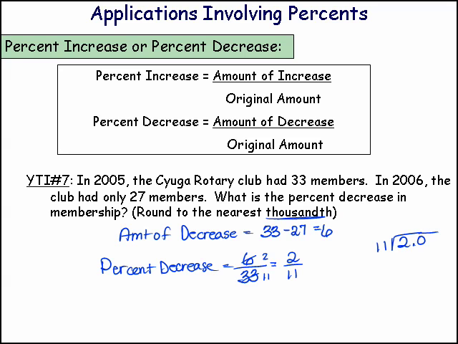Give yourself a couple of zeros there. Okay, so 1 times 11 is 11. Here we got 90. So there's 8. Okay, so 88.